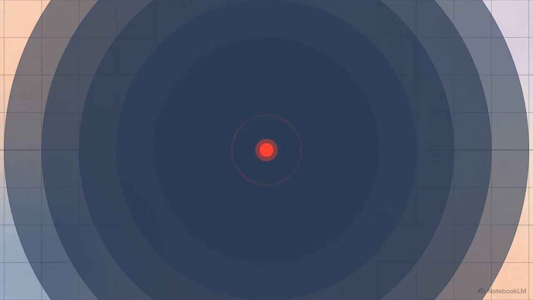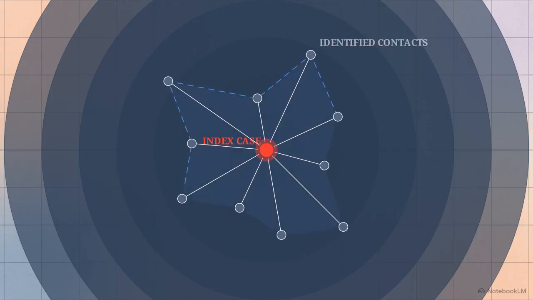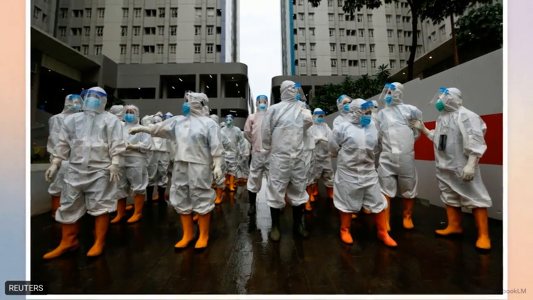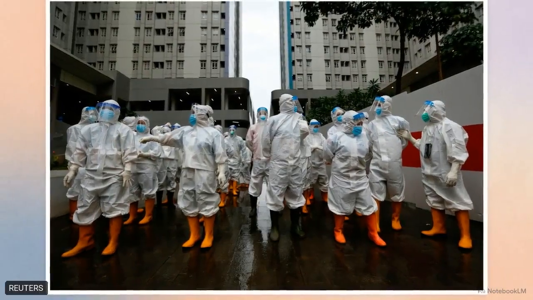On a community level, health organizations deploy ring vaccination. They identify the contacts of an infected person and vaccinate that entire social circle, creating a human barrier that prevents the virus from finding a new host.